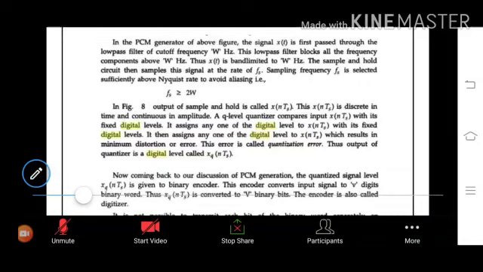The digital level of x(nTs) is a fixed digital level; we assign any one of the digital levels to x(nTs), which results in minimized distortion and error. The error is called quantization error. Thus the output of quantization is a digital level called xq(nTs). Coming back to the PCM generator, the quantization levels xq(nTs) are given to the binary encoder.